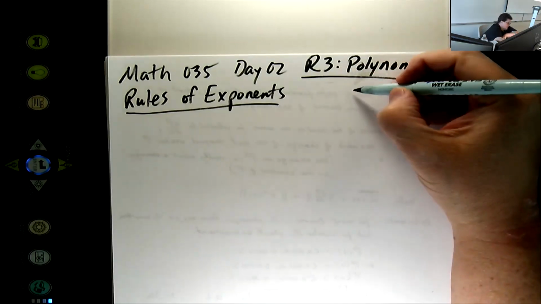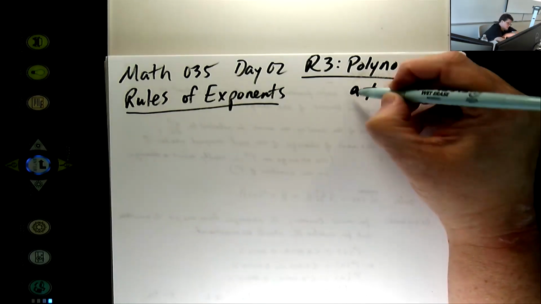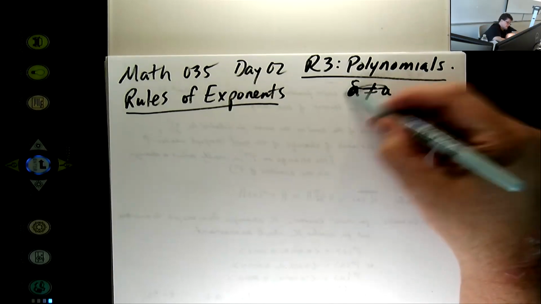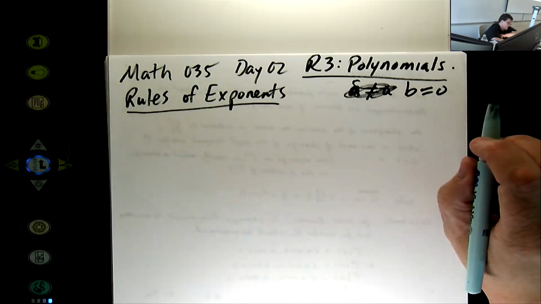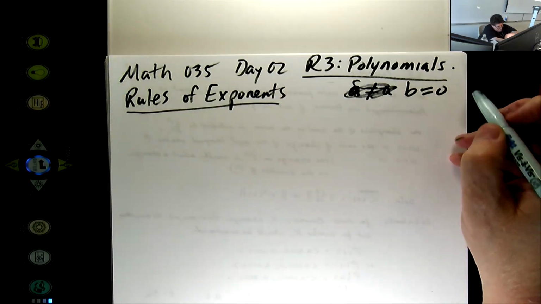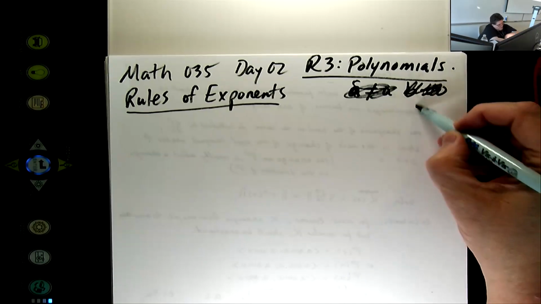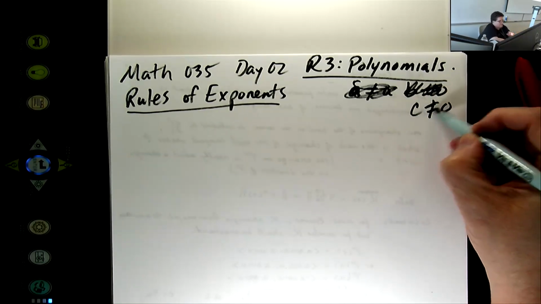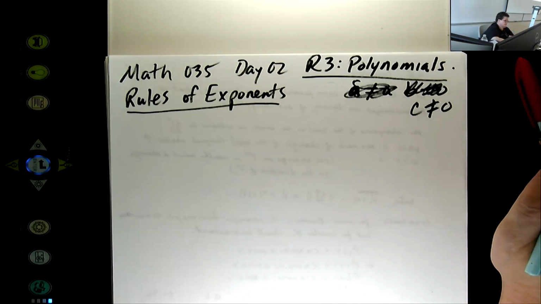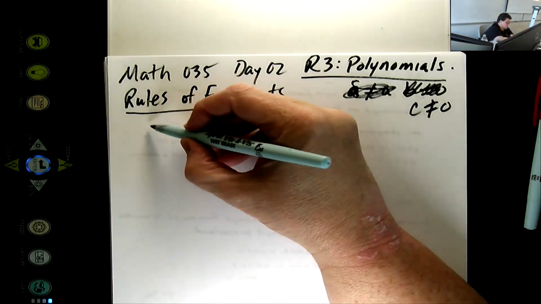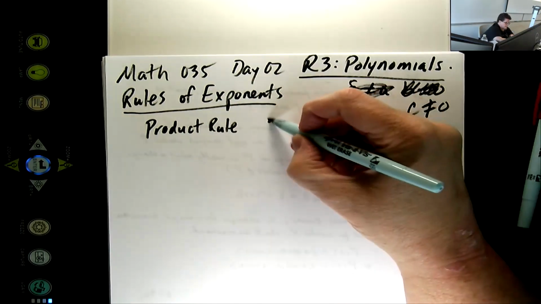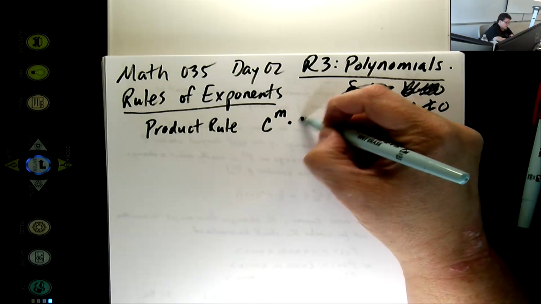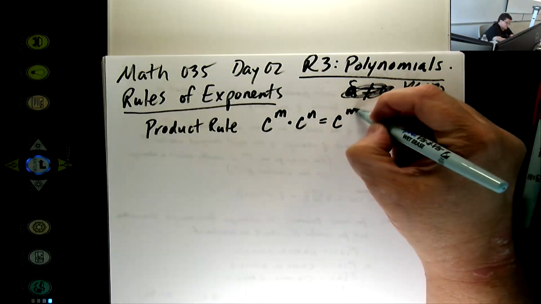So for these, we're going to assume A does not equal 0. How about I use B? B does not equal 0. B looks like a 6, doesn't it? Let's go with C. C does not equal 0. There we go. C doesn't look like any number. So we have the product rule. C to the m power times C to the n power is C to the m plus n.